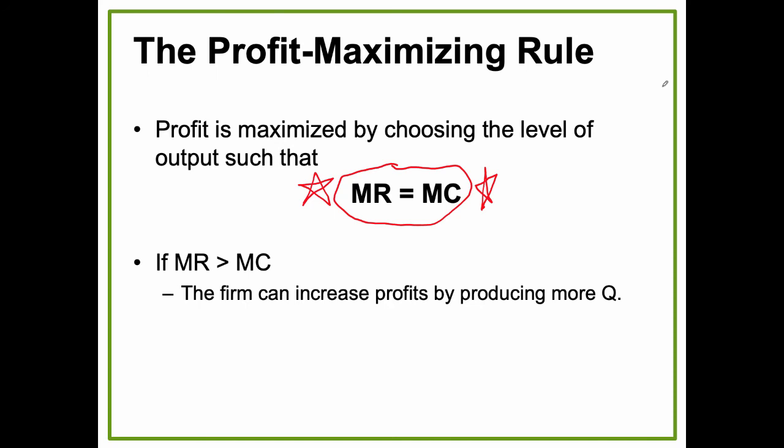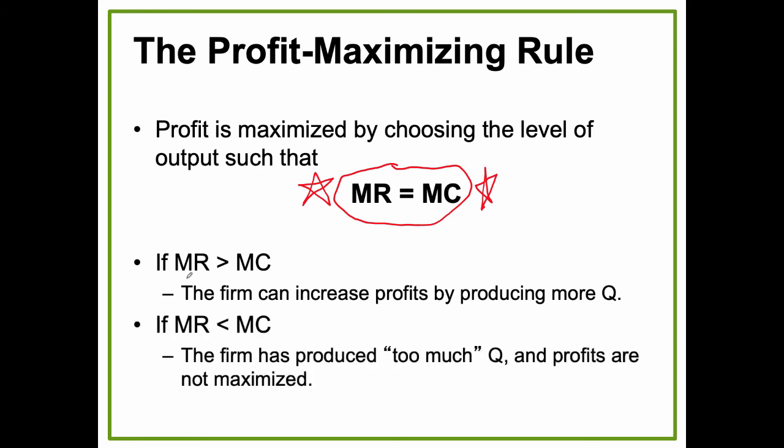If the marginal revenue is greater than the marginal cost, then firms can increase profits by producing more output, because each unit of output adds more to revenues than it does to costs. But if the opposite is true, if the marginal revenue is less than the marginal cost, then the firm is producing too much and profits are not maximized. Each additional unit is adding more cost than it adds revenue. So you want to back down.